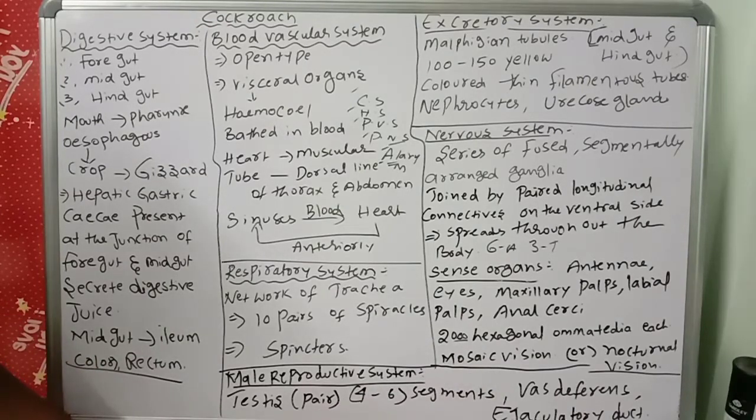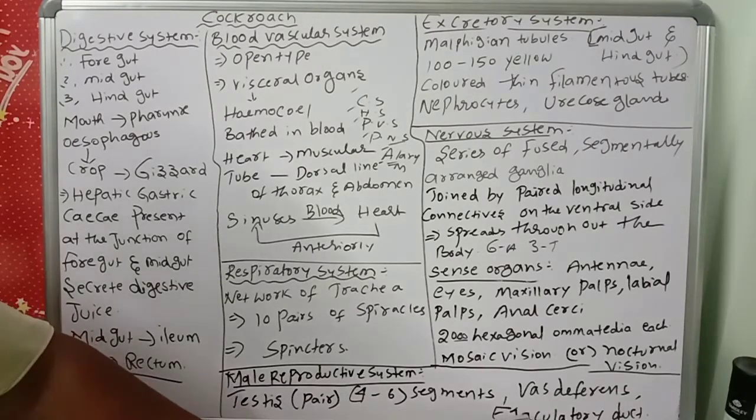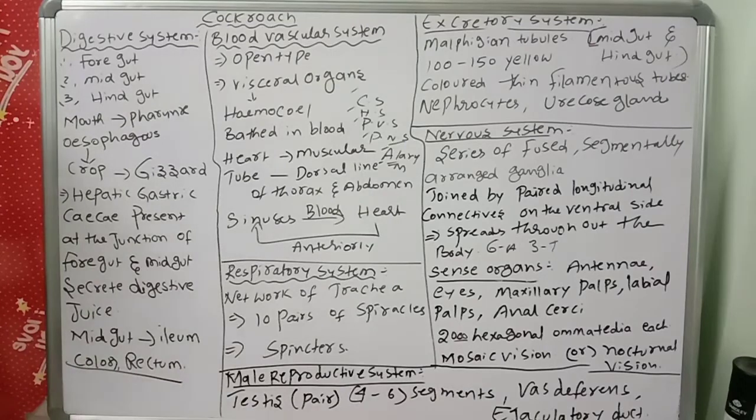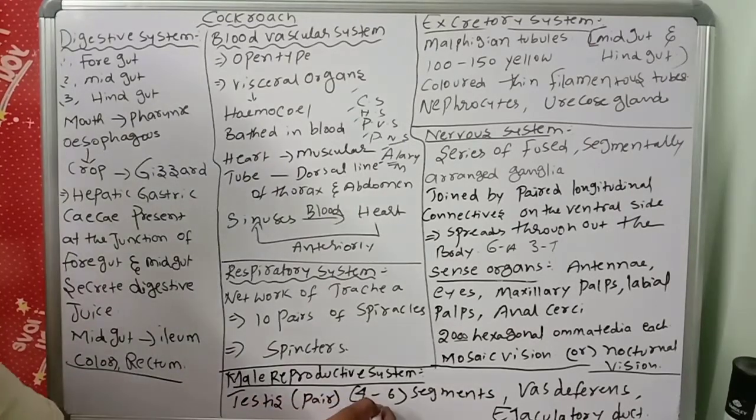Next, come to the reproductive system. The reproductive system of the males, you know very well. The reproductive system in the cockroach is well developed. A pair of testes in the male reproductive system lies on each side of the fourth and sixth segments. From each testis a vas deferens arises, which opens into the ejaculatory duct through the seminal vesicles. This is important.